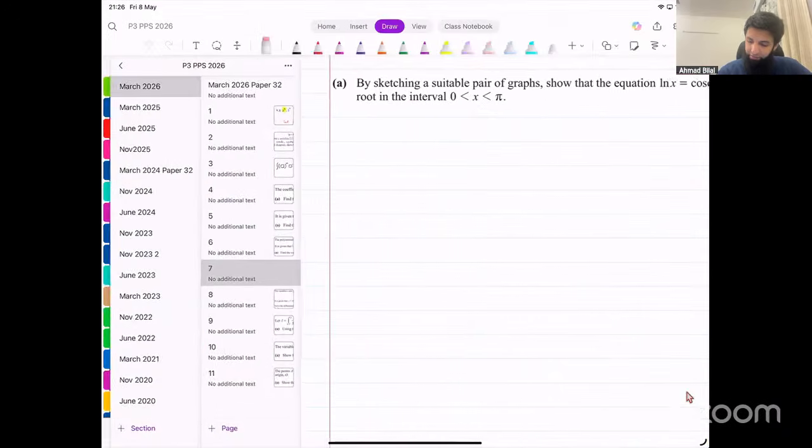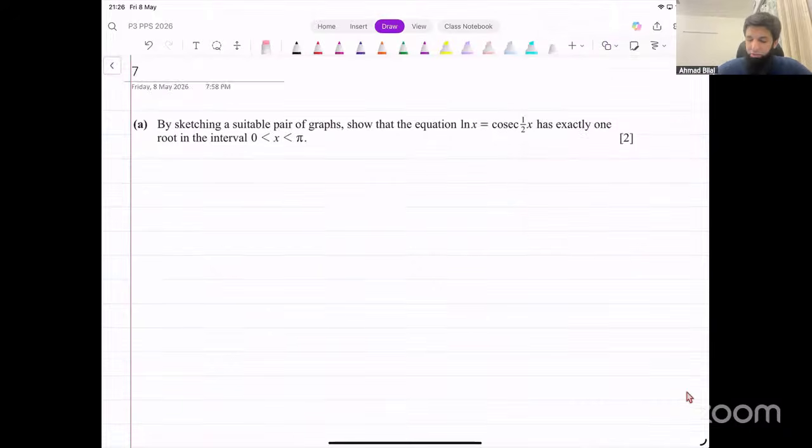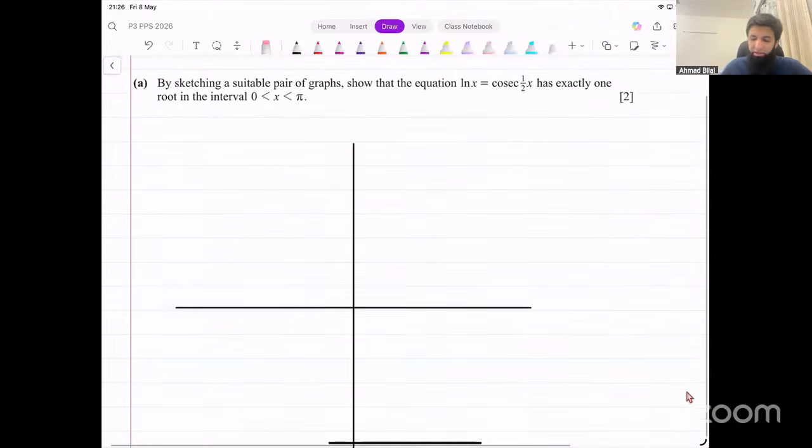Question number 7. Now they're saying by sketching a suitable pair of graphs, show that this equation ln x equal to cosecant half x has exactly one root in this interval. This is the question that I recommend that you should leave for the end of the paper. Do not do this in the middle of the paper. It's 2 marks, takes too much time. Don't do this question in the middle of the paper.